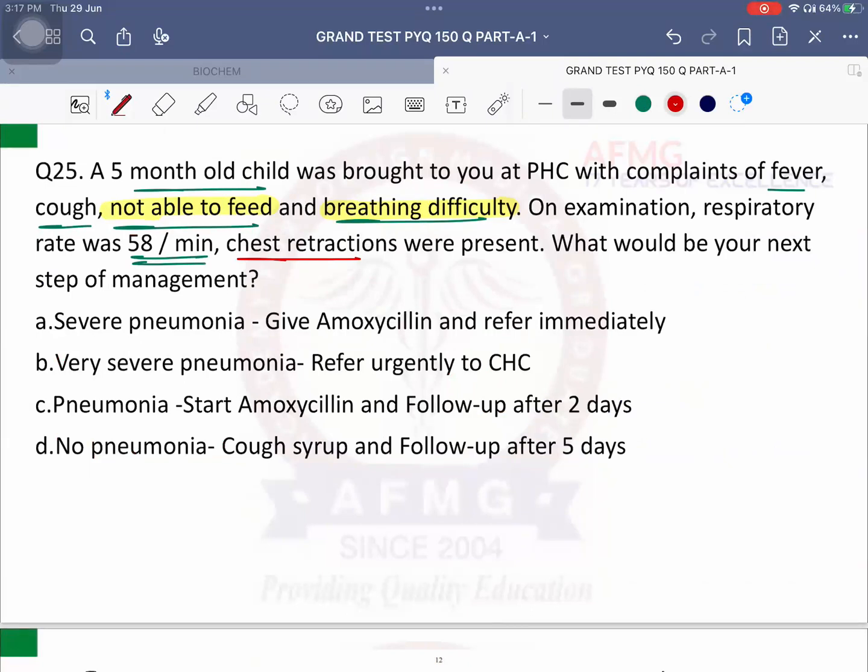Now, at a level of PHC, if you're a medical officer, you need to manage a child of pneumonia, diarrhea, measles, malnutrition, or malaria. With the help of which guidelines?